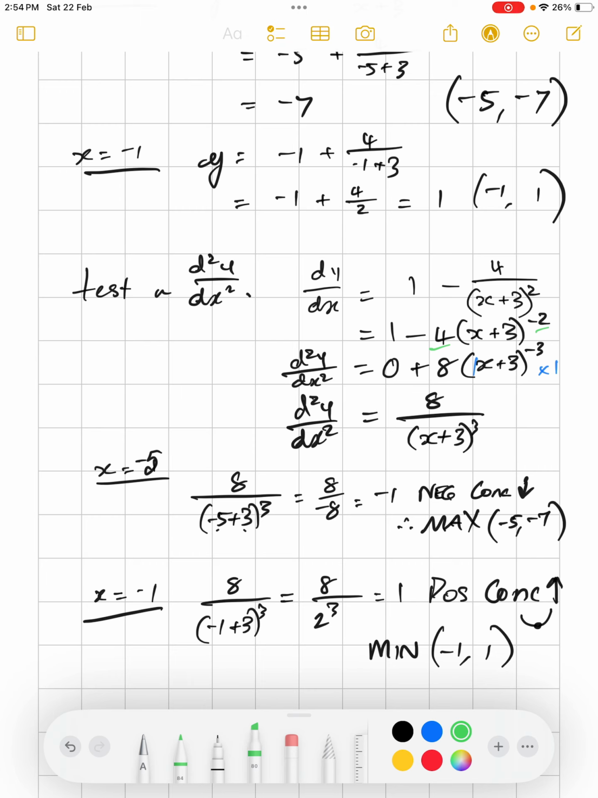And we finished. We've got our minimum at negative 1, 1. We've got a maximum at negative 5, negative 7. I hope this has helped. It was a good question.